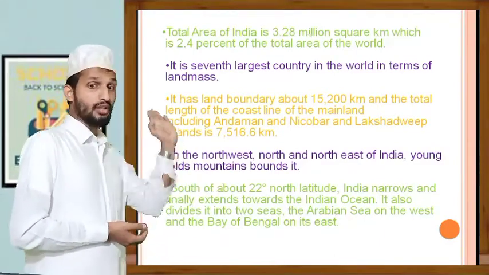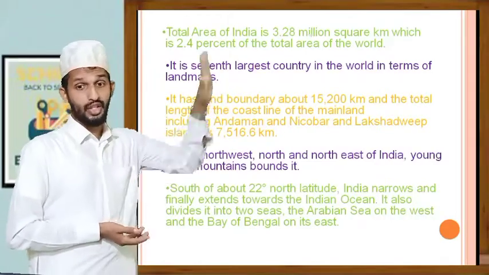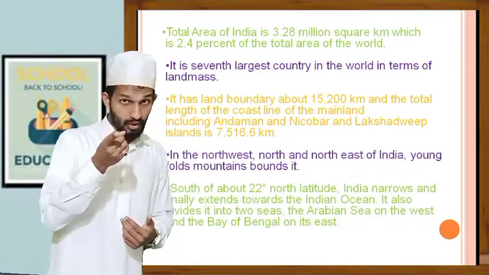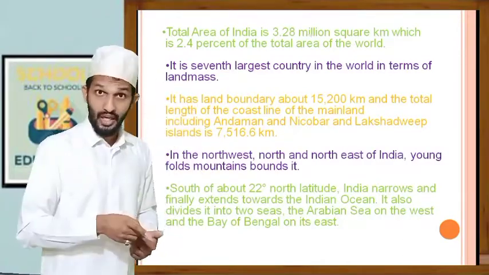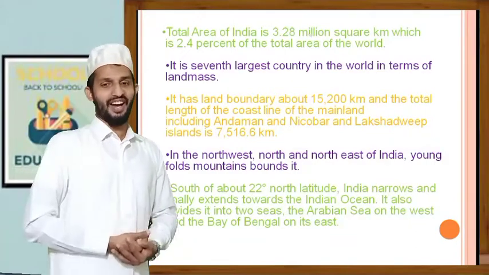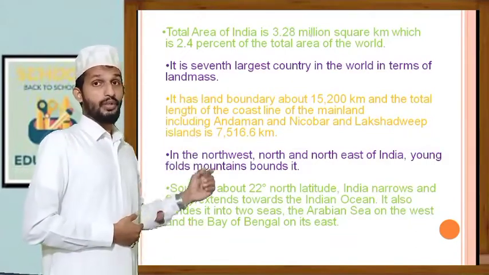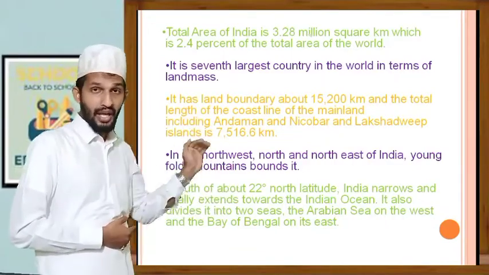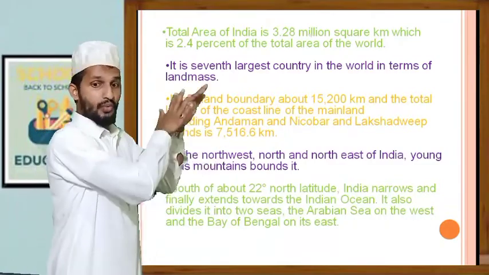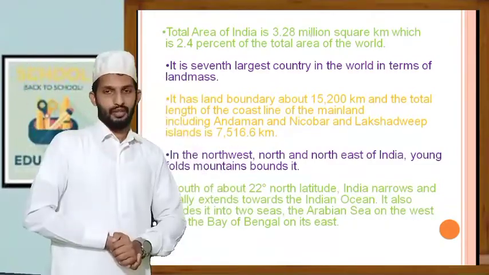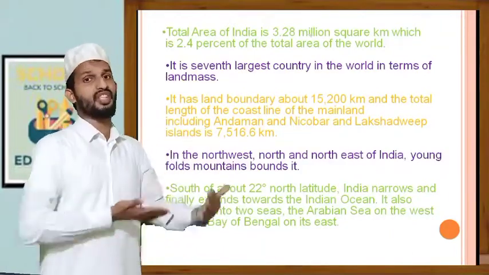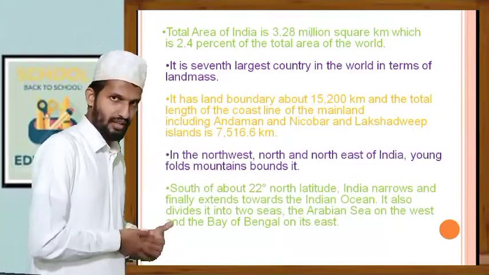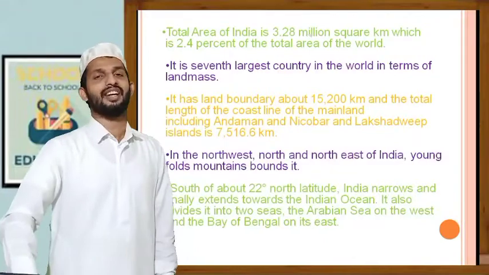And we can see the northwest, north and northeast of India is covered by young fold mountains. Do you know the mountains which are covering India in the northern side? Yes, that is the Himalaya. And south of 22 degree north latitude, India narrows and finally extends toward the Indian Ocean. The Indian Ocean is also divided into two seas, the Arabian Sea in the western side and the Bay of Bengal in the eastern side of India.